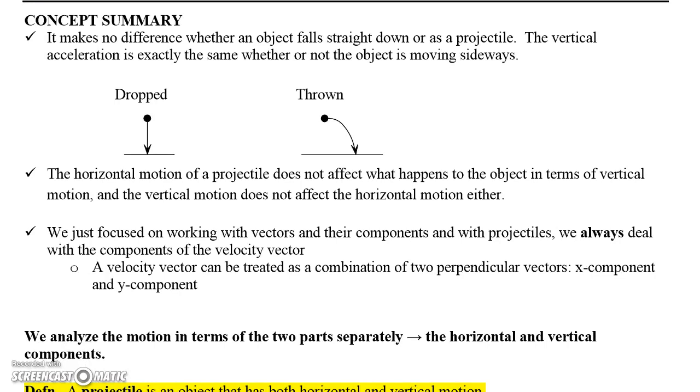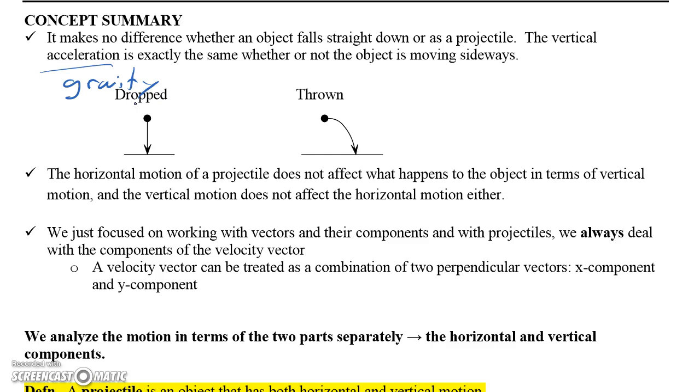So it makes no difference whether the object falls straight down or as a projectile. The vertical acceleration is gravity, and it's exactly the same. It's no different because we're just looking at vertical motion, how it changes vertically. Horizontal motion will never affect that vertical motion, which is why it takes the same amount of time. So even though it moves horizontally, the vertical motion is identical, and so it takes the same amount of time.